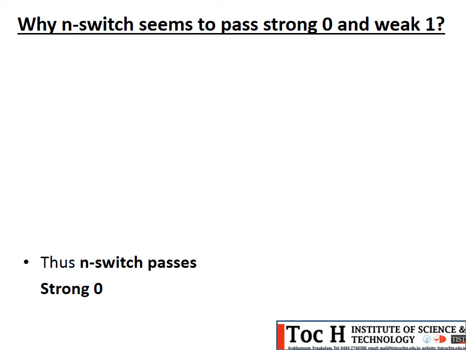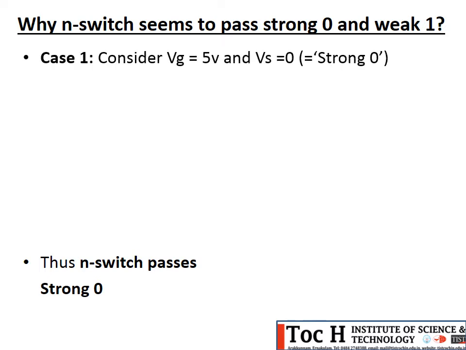Why does N switch seem to pass strong 0 and weak 1? You should understand this sentence, because in university they always ask to justify why N switch seems to pass strong 0 and weak 1. So we are actually considering three cases under the Vg equal to 1 or 5 volt case. Then only we should be able to justify this statement. So case 1 is that consider Vg equal to 5 volt and Vs is equal to 0. So 0 represents here strong 0. Say, we are going to apply a voltage in the range between 0 and 0.5 volt.